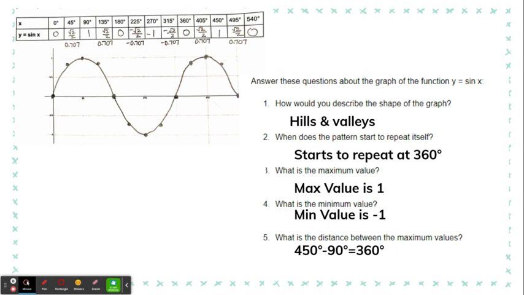So, oh, I'm sorry, I misread that. Maximum values. I'm sorry. The maximum right here is at 90 degrees, and the maximum way over here was at, I can't read that right there, but it was 450 degrees. So from max to max, what's the distance between those maxes? It was 360 degrees apart.